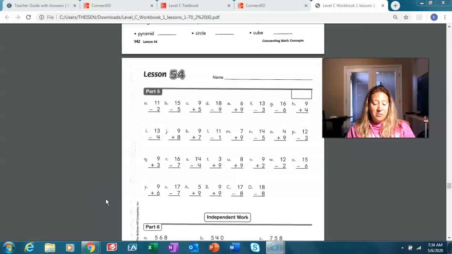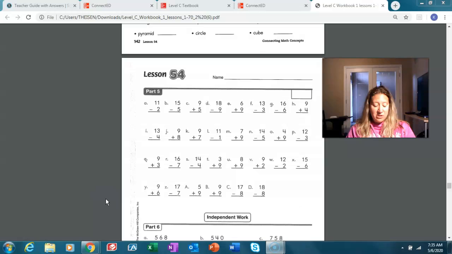I, 13 minus 4 is 9. J, 9 plus 8 is 17. K, 9 plus 7 is 16. L, 11 minus 1 is 10. M, 7 plus 9 is 16. N, 14 minus 5 is 9. O, 4 plus 9 is 13. P, 12 minus 3 is 9.